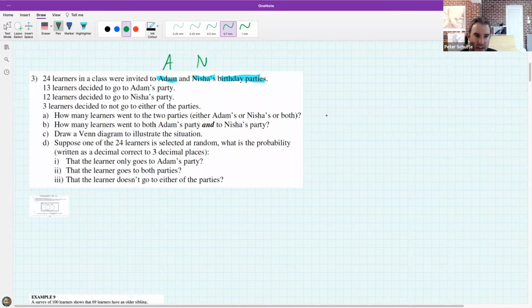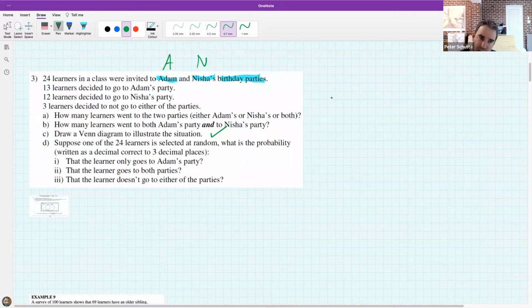Then I know that probably I'm going to have to draw a Venn diagram at some stage. And so I would suggest that even though this question says draw a Venn diagram only in C, I would start to draw a Venn diagram earlier. And then once you draw your Venn diagram, you can then try and answer these questions.